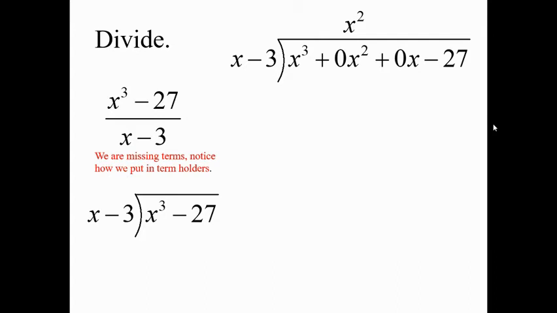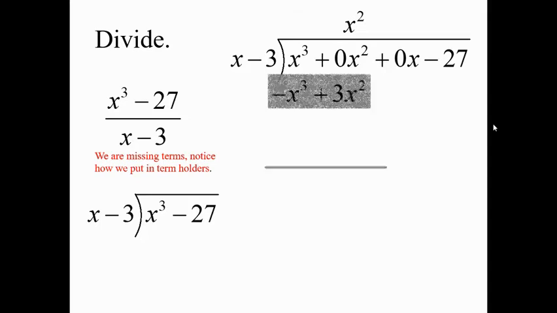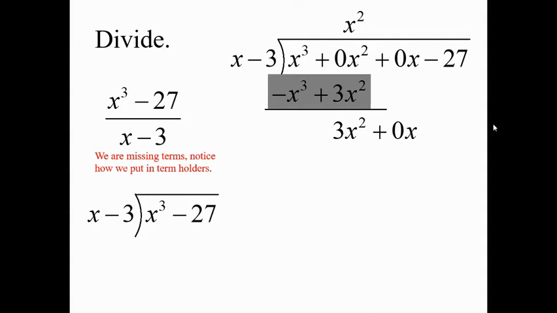Well, it goes in x squared times, right? So we put the x squared down. Then we have to multiply the x squared by x minus 3. Notice that we'll get x cubed minus 3x squared. Again, we must change our signs and add, and thus we get 3x squared plus, again, 0x. And again, we have to ask ourselves, how many times does x go into 3x squared? It goes in 3x times.